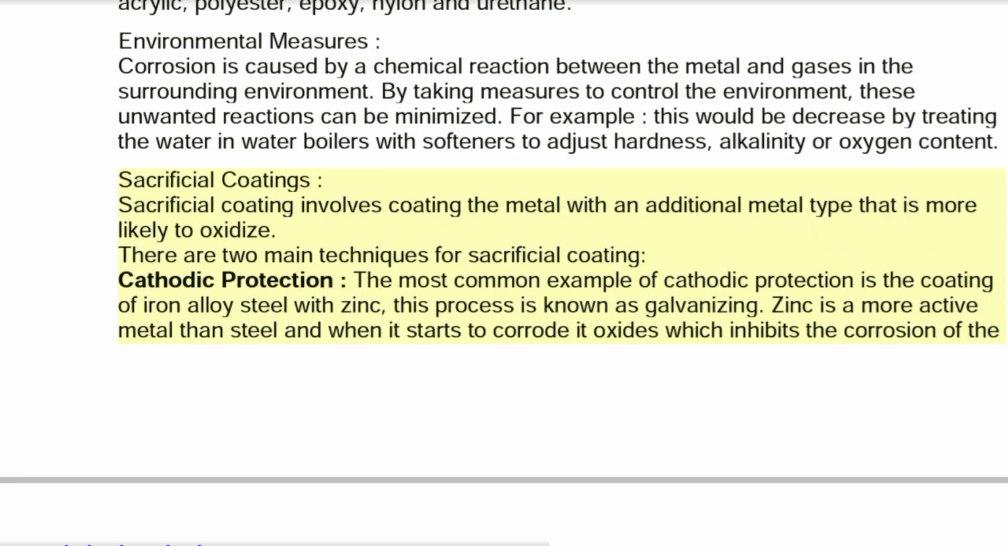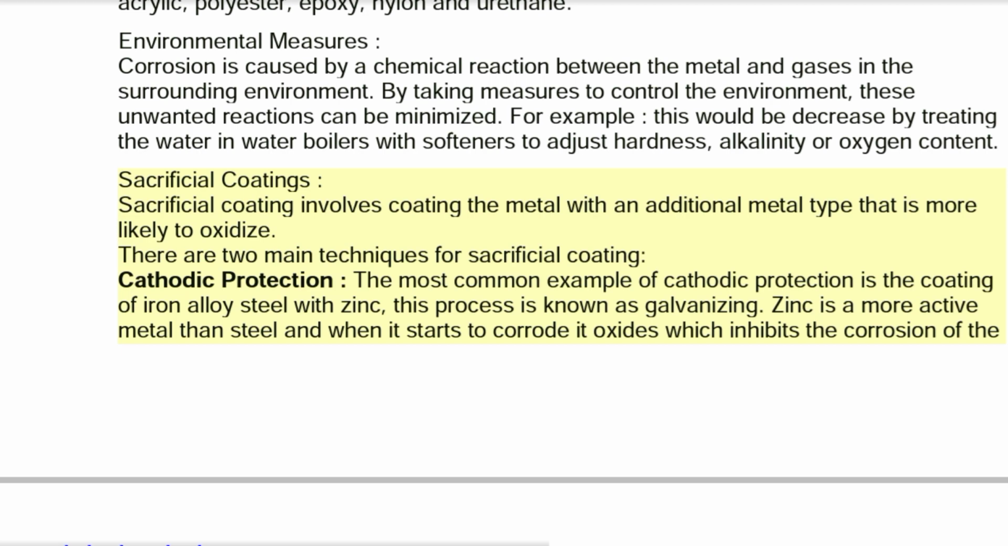Sacrificial coatings. Sacrificial coating involves coating the metal with an additional metal type that is more likely to oxidize. There are two main techniques for sacrificial coating. Cathodic protection. The most common example of cathodic protection is the coating of iron alloy steel with zinc. This process is known as galvanizing.